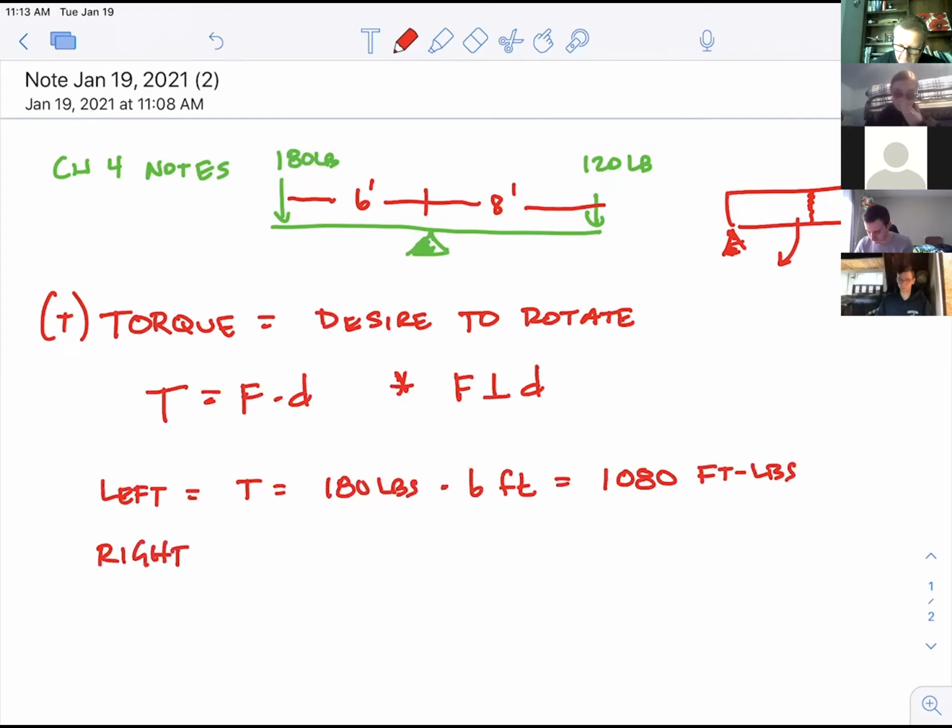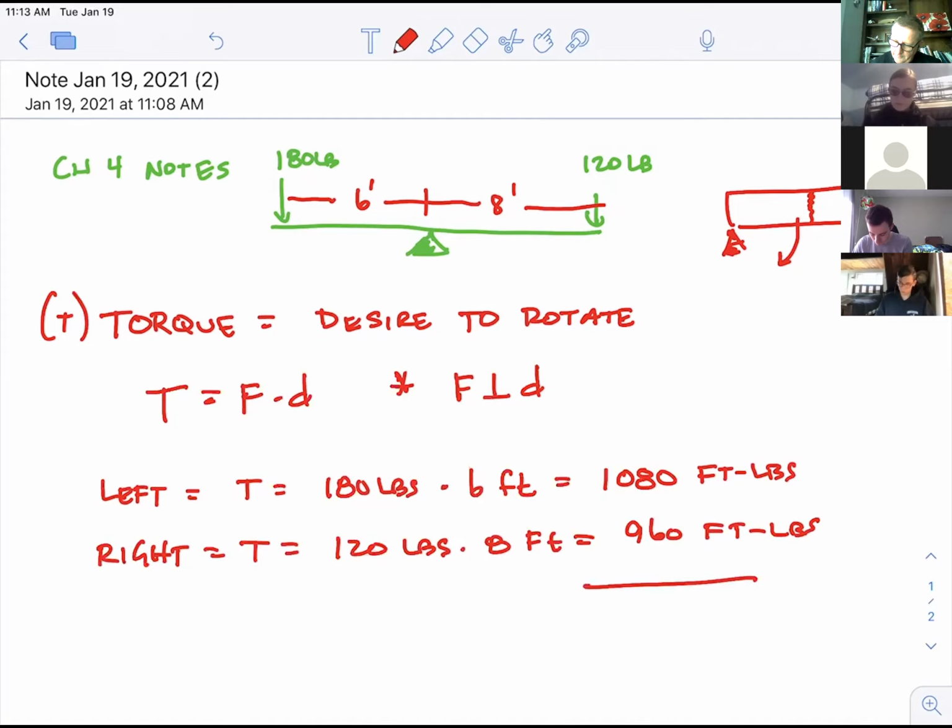Kid on the right, his torque is 120 pounds times 8 feet, which is 960 foot-pounds. So now you know what's going to happen. Now, do you understand this is not static? So I'll say this right here. Hence, this is actually dynamic.